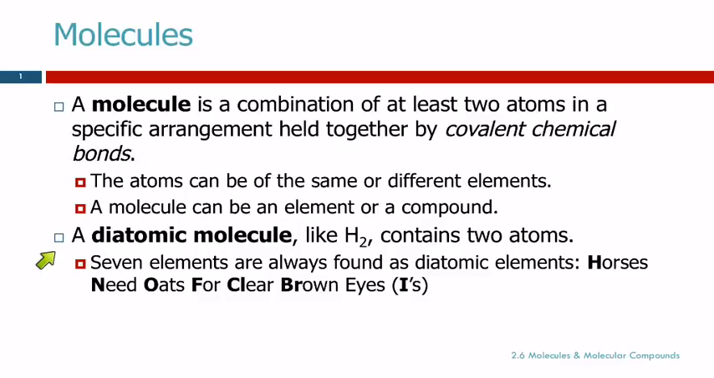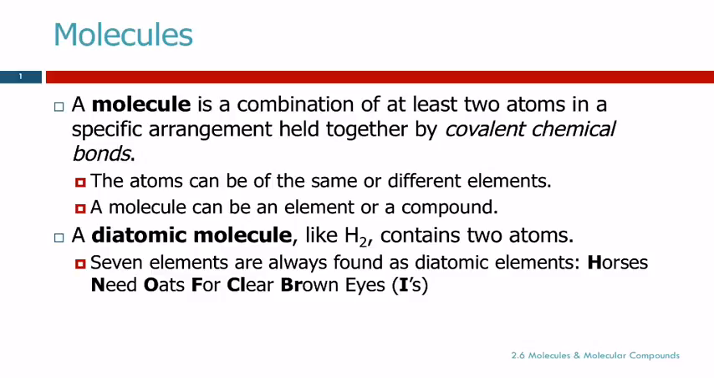Now, a diatomic molecule, this prefix di means two. Diatomic literally means two atoms. This is a molecule that has two atoms in it. So a molecule like H2 has two hydrogen atoms in it. There are 7 elements that when they are found as free elements are always diatomic. And these are ones that you should know.